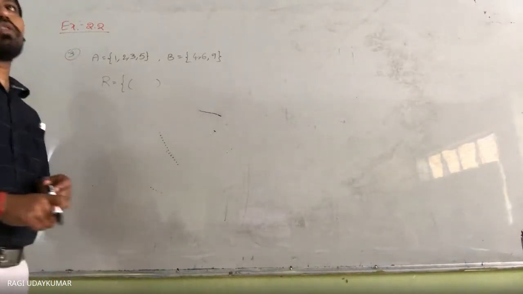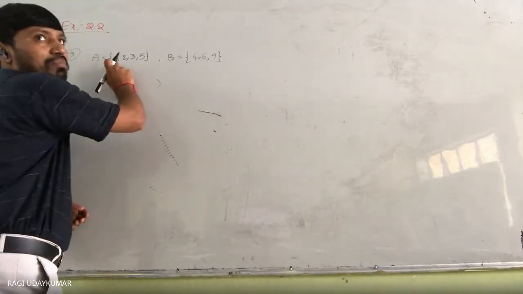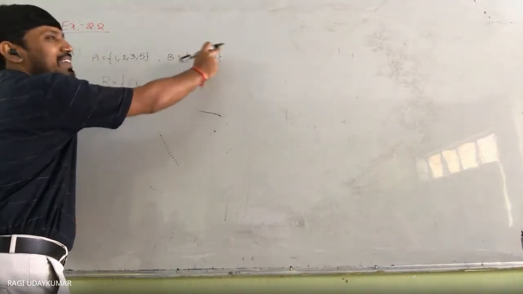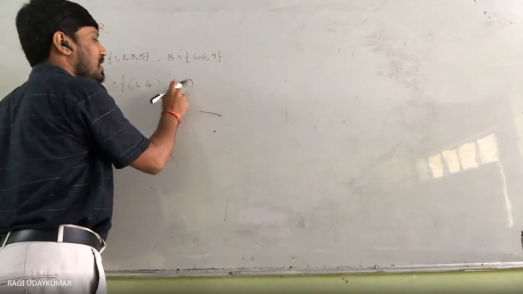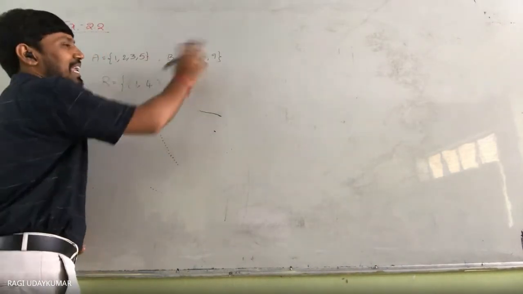So what elements are you going to get here? One is an odd number, so write the even numbers from the other set. Simple: (1, 4), (1, 6). The difference of both will be an odd number. Do not write (1, 9).